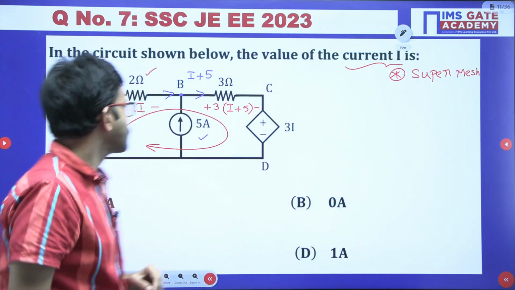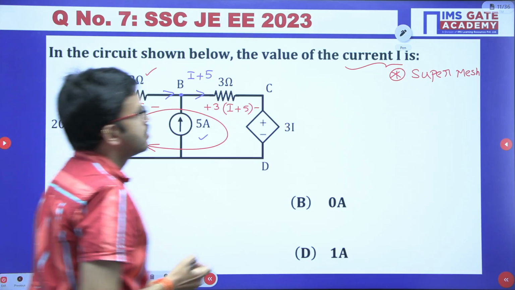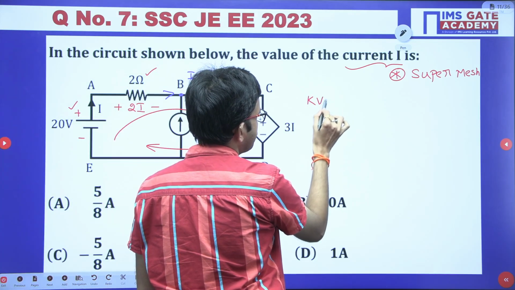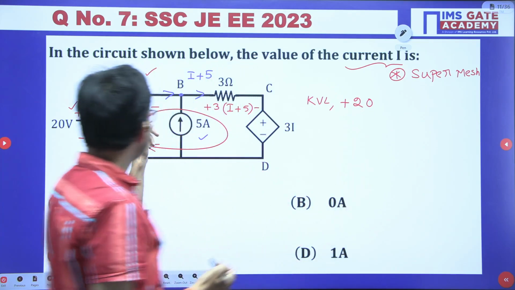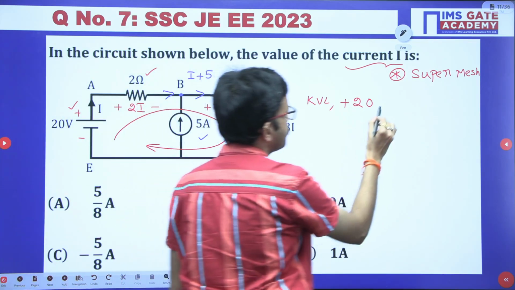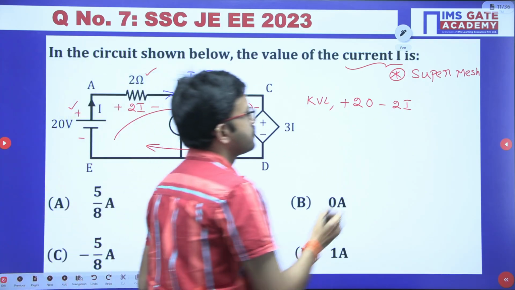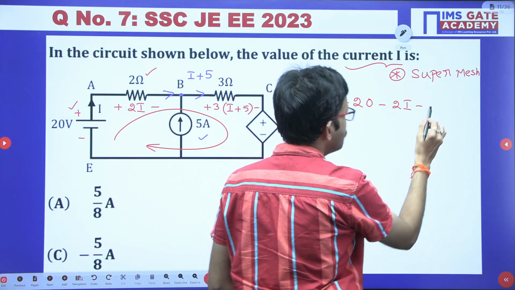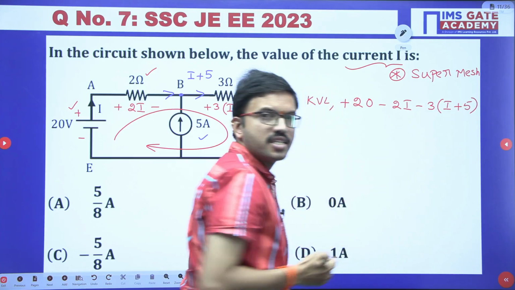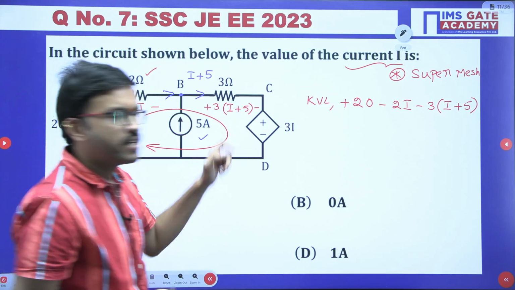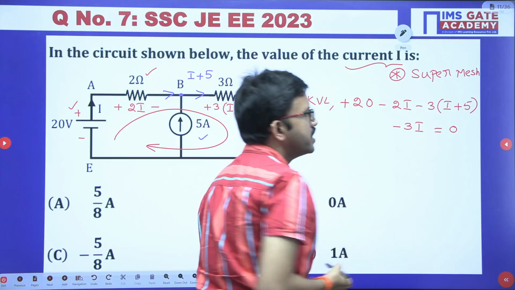Okay, right. Now, minus to plus, that is plus. So here I am writing the KVL: minus to plus, that is plus 20, then plus to minus, minus 2I, then plus to minus, minus 3 into (I plus 5), then once again plus to minus, minus 3I is equal to 0.